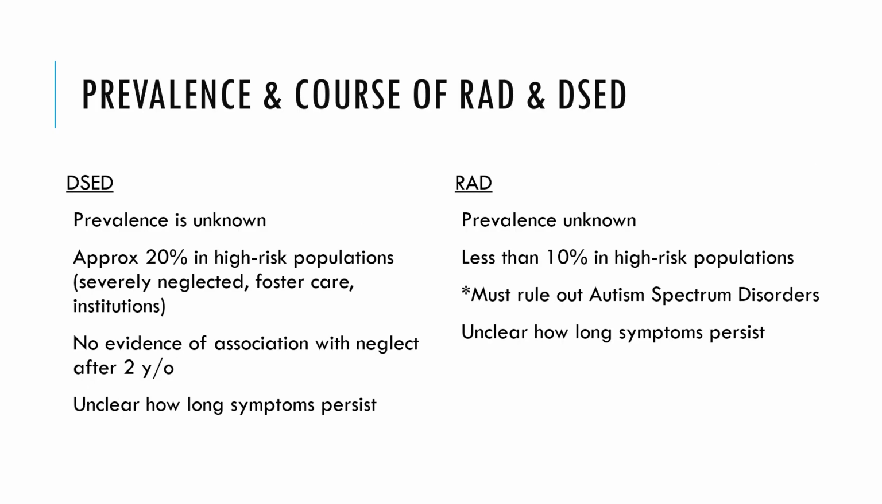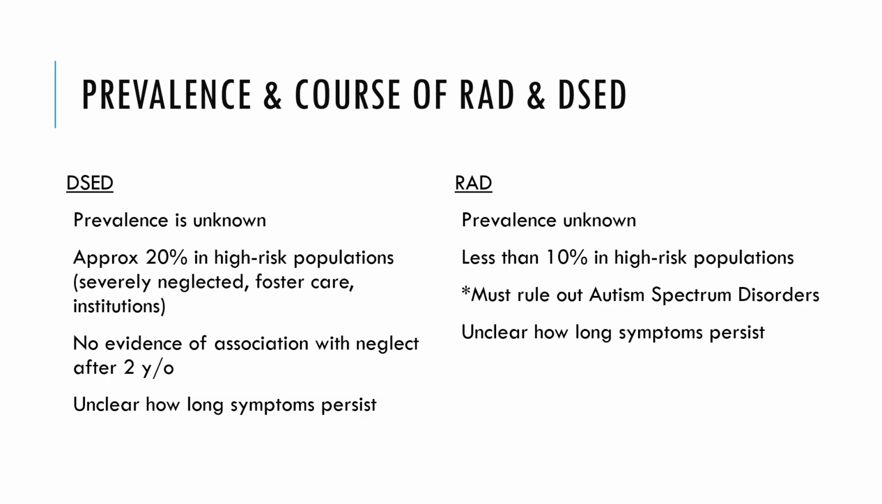Prevalence, of course, of RAD and DSED. DSED prevalence is unknown, approximately 20% in high-risk populations: severely neglected, foster care, institutions. No evidence of association with neglect after 2 years of age; unclear how long symptoms persist. RAD prevalence is unknown, less than 10% in high-risk populations. Must rule out autism spectrum disorders; unclear how long symptoms persist.